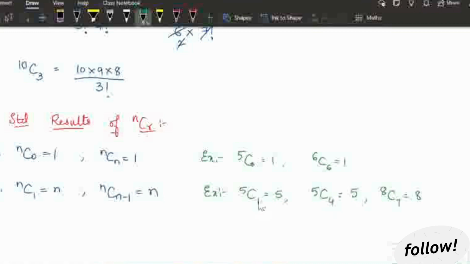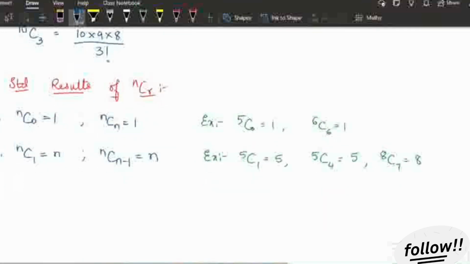So remember, if r is 1 or... Kirtana has given the answer 8. Correct. So if r is 1 or if r is 1 less than n, the answer is n itself. These results are very important in solving problems. If you don't know these results, every time you substitute in the formula and find out, it is going to take so much time. Okay. So make sure you are understanding these results. So these are the first two sets of results.